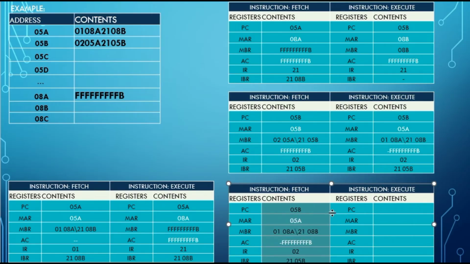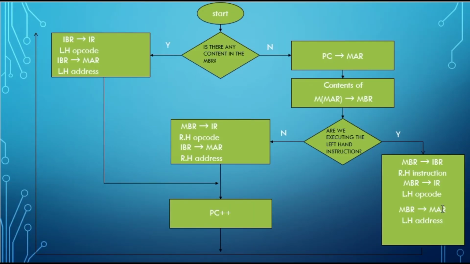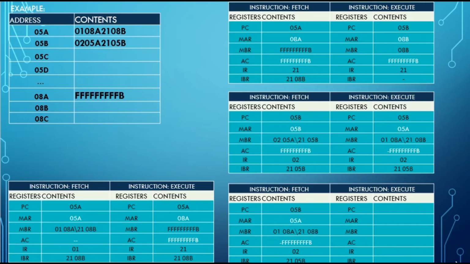So now we are executing. We have fetched this data and we have put it right there. So now let's try to execute this particular data. Our value is telling us that MAR is going to equal our left-hand address, which is 08A, right? We are executing this 08A, like so.